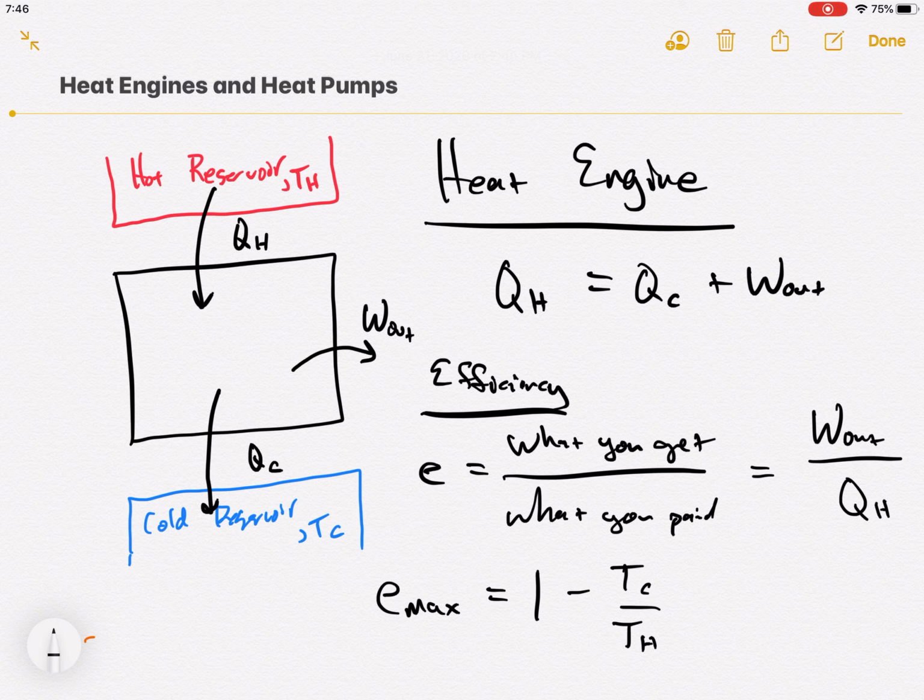So if T hot and T cold are only a little different, then my E max is going to be pretty small. And if T hot and T cold are infinitely different, if I had absolute 0 on one side and infinitely hot on the other side, actually if I had absolute 0 on one side, this would be 100% efficient. But absolute 0 is very hard to maintain, much less reach. Okay, so that's heat engines. Let's do an example quickly.